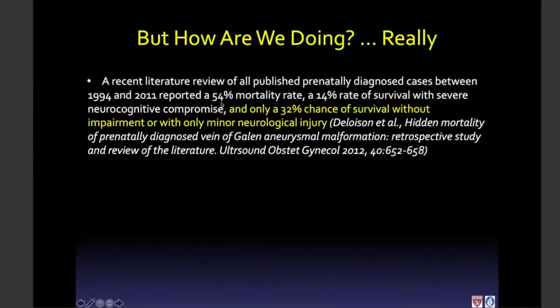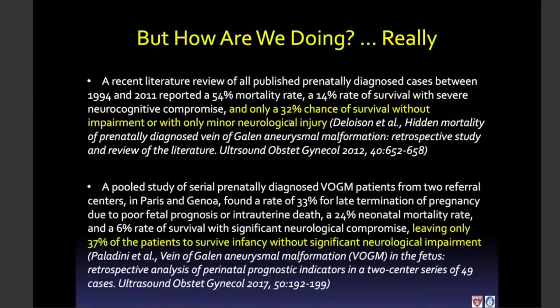So a recent review looked at all published prenatally diagnosed cases, and you find very high morbidity and mortality with really only about a 1/3 chance of that fetus surviving the neonatal period and then to childhood and adulthood without significant neurologic impairment. Similar studies done in Paris and Genoa found, again, a similar number from the perspective of the diagnosed fetus. Only about a third of them will actually go on to survive infancy without significant neurologic impairment.